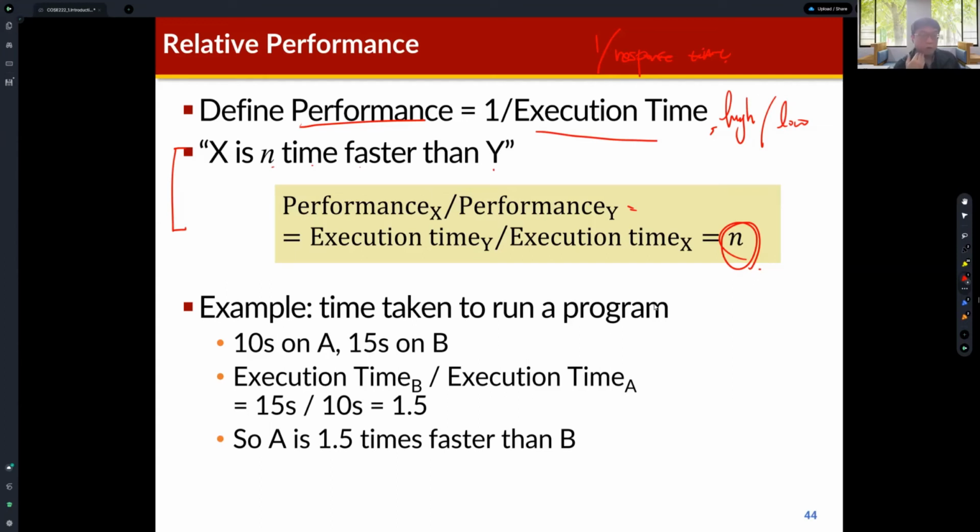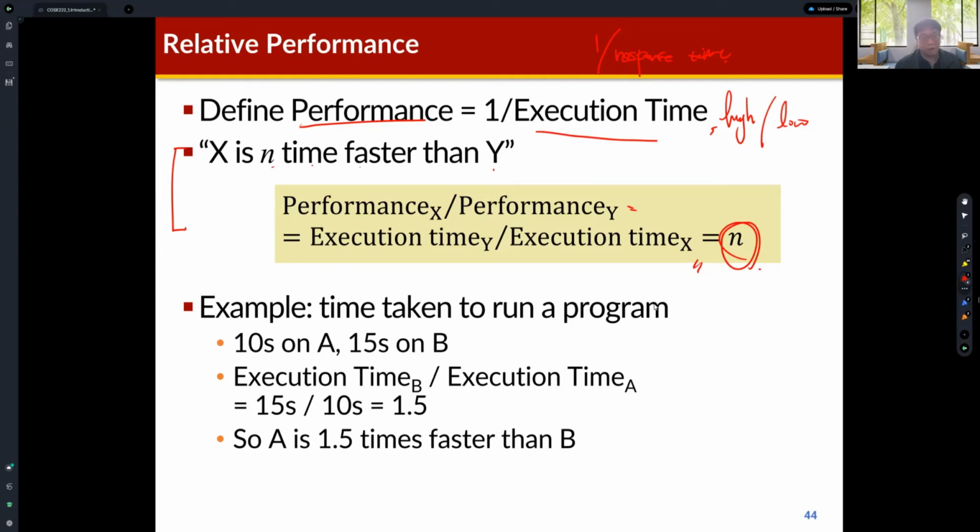Actually, in a homework assignment or during an exam, you will be asked how to compare the performance of two different systems. Then you can answer like, X is n times faster than Y, while the performance of X is n% higher than the performance of Y. Then you need to use this definition. Okay, so this is the example.